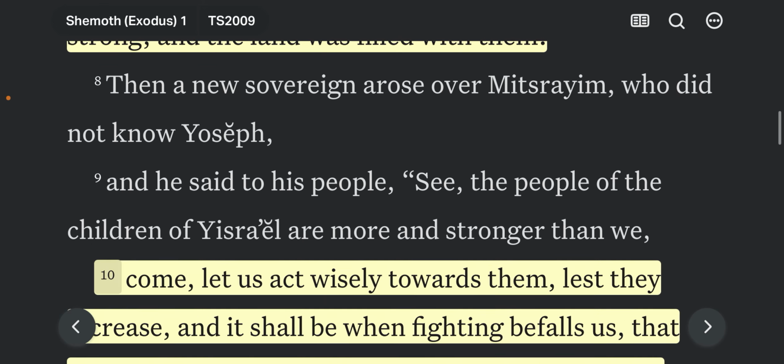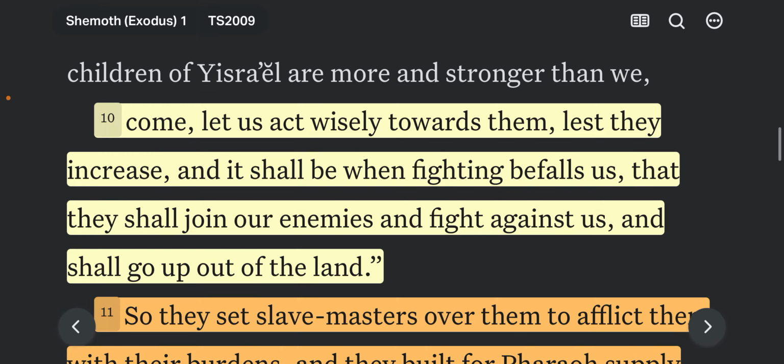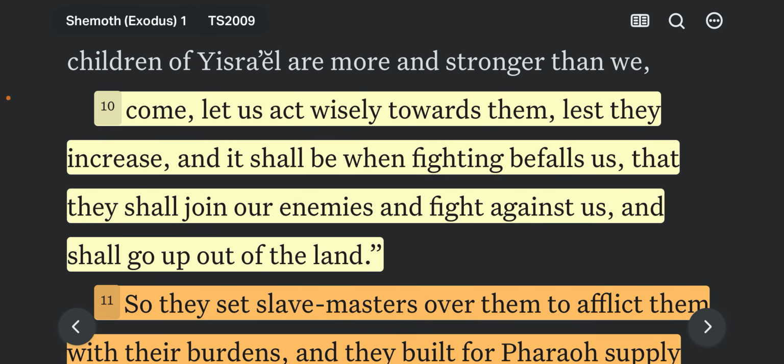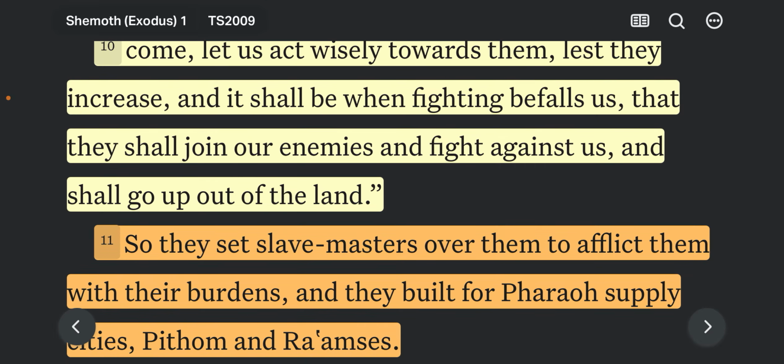We'll read verses 8 to 14. Then a new sovereign arose over Mizraim who did not know Yosef. And he said to his people, See, the people of the children of Israel are more and stronger than we. Come, let us act wisely towards them, lest they increase. And it shall be when fighting befalls us, that they shall join our enemies and fight against us, and shall go up out of the land.